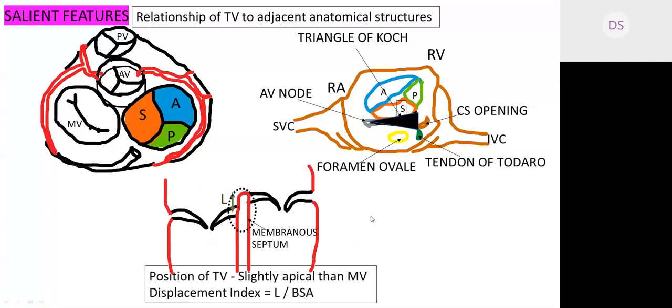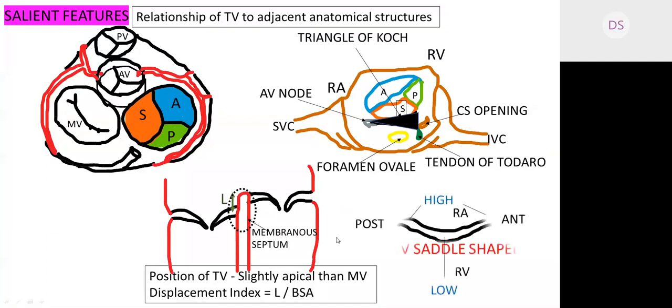The septal tricuspid valve can be displaced compared to the mitral valve by 8 millimeter per meter square. And this is defined as the displacement index. Displacement index is the measurement in millimeters of the displaced tricuspid valve divided by the body surface area, and we all know that to some extent it is normal, and that extent is defined as 8 millimeter per meter square.